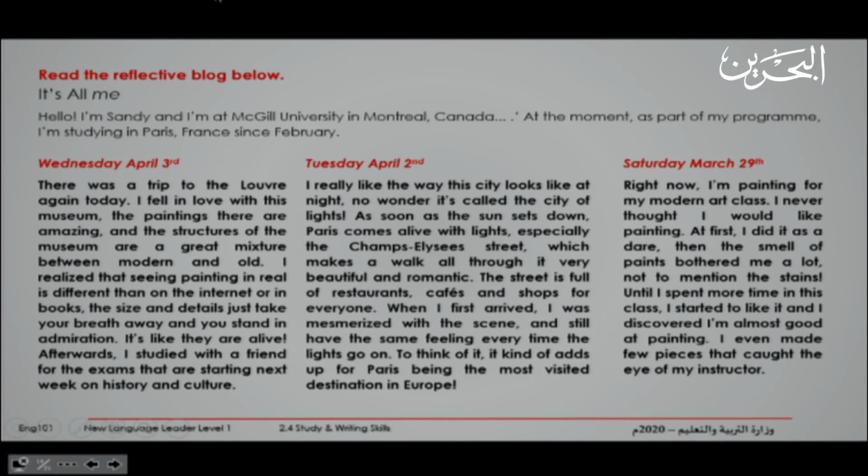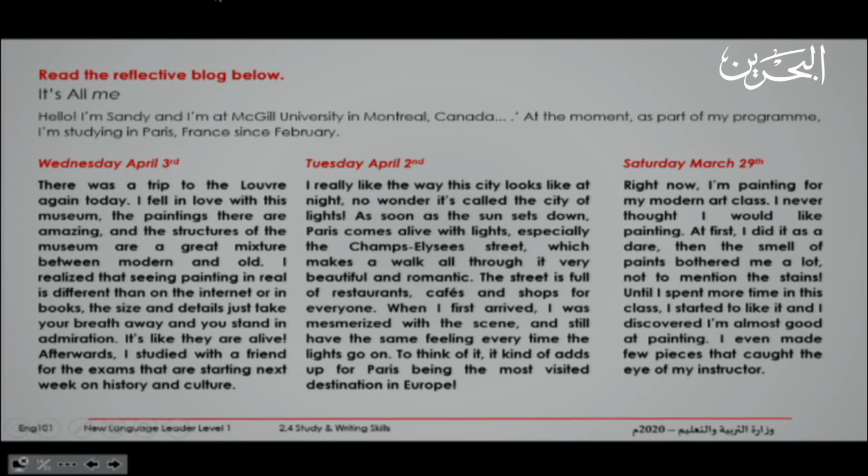Tuesday, April 2nd. I really like the way the city looks like at night. No wonder it's called the City of Lights. As soon as the sun sets down, Paris comes alive with lights, especially the Champs-Élysées street, which makes a walk all through it beautiful and romantic. The street is full of restaurants, cafes, and shops for everyone.